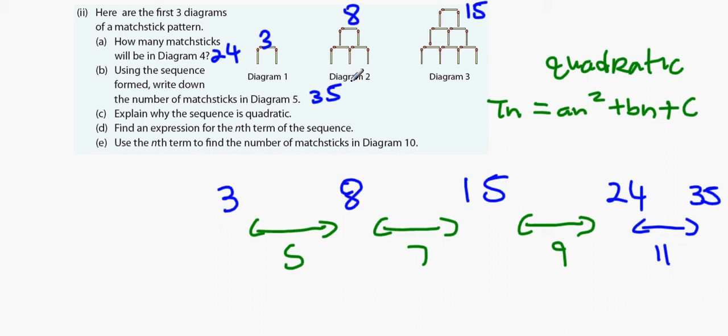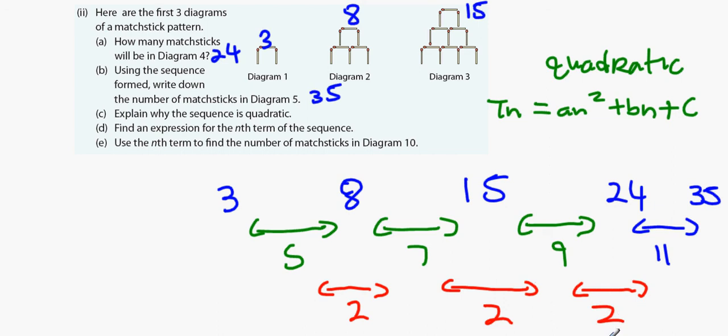Okay, explain why the sequence is quadratic. The sequence is quadratic because the first differences aren't the same, but the second differences are constant. The second differences are 2, and that's a constant. Okay. Find the expression for the nth term of the sequence.